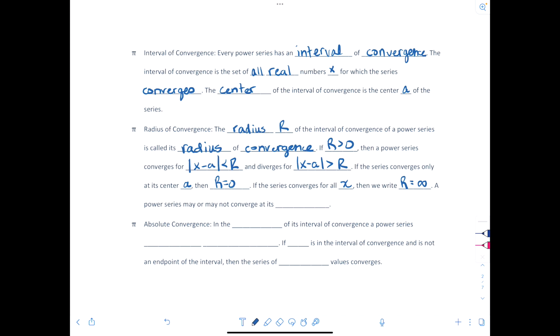A power series may or may not converge at its endpoints. So even when you run tests to find out if it converges on some interval, you still have to test the endpoints. Absolute convergence. In the interior of its interval of convergence, a power series converges absolutely.